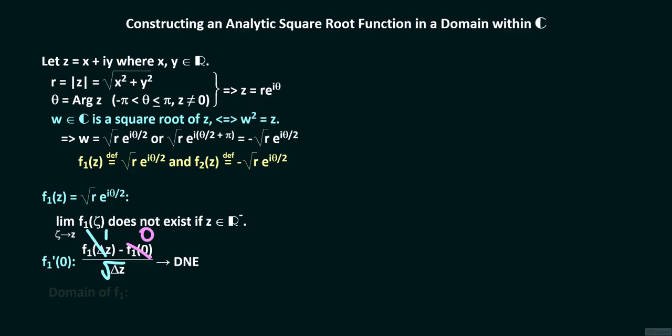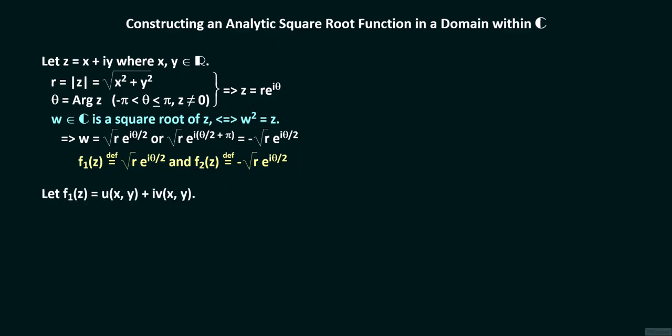So we designate the domain of f sub 1 as the set of complex numbers excluding 0 and the set of negative real numbers if f sub 1 is to be differentiable or analytic within its domain. Now we determine if f sub 1 is indeed differentiable within its domain. We write f sub 1 of z as u of x y plus i times v of x y, where u and v are real valued functions.